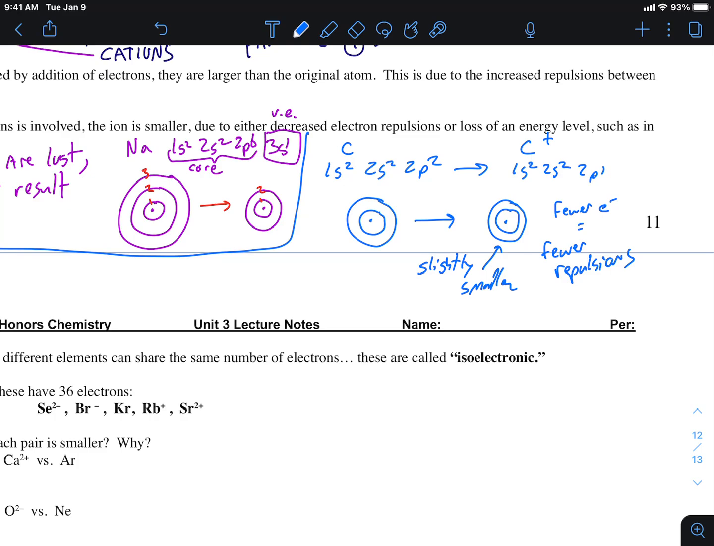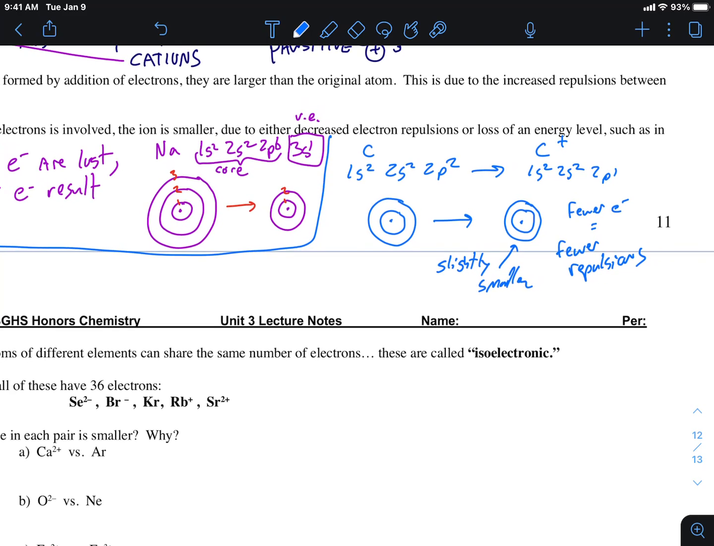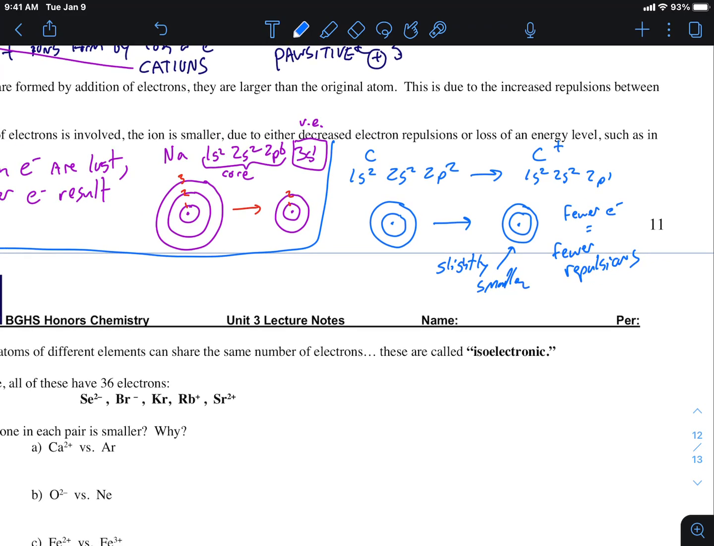So the key difference is this. With sodium, when you lost an electron, you lost an entire energy level. In the case of carbon, we lost an electron, but we did not lose an energy level. But it still gets a little bit smaller because now you have fewer electrons banging into each other. They don't take up as much room, so it's going to be smaller.